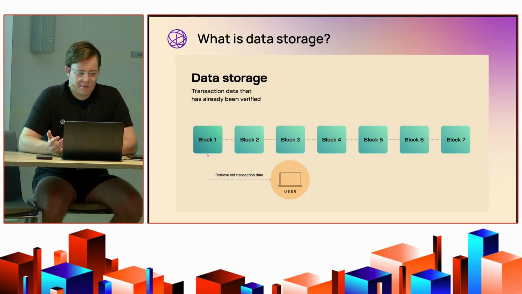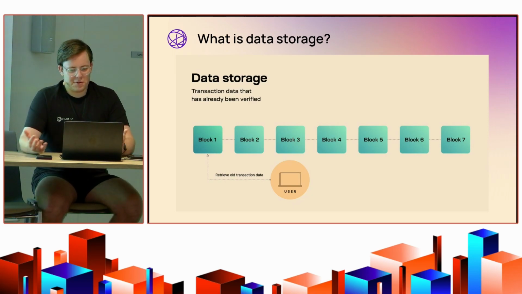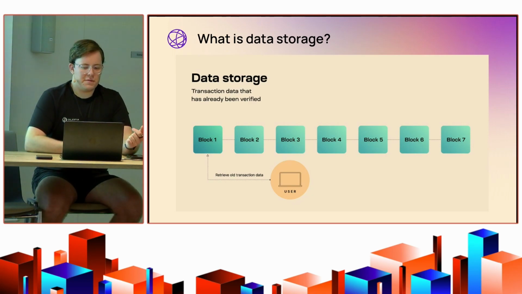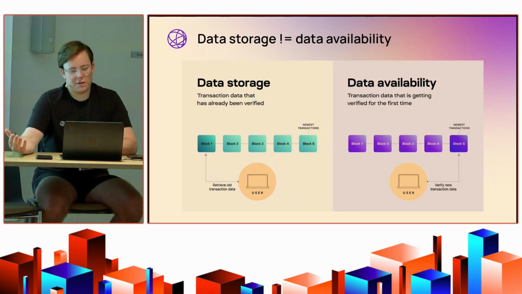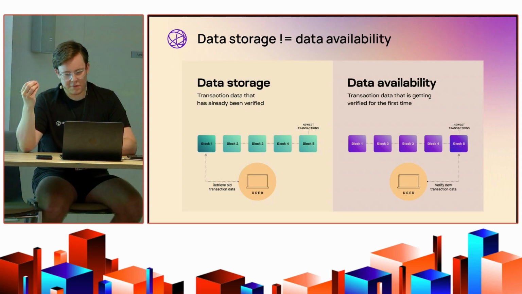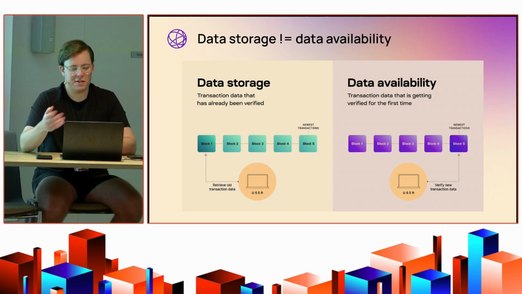So on Celestia, for example, we still have data storage. You can go and sync the history of the chain, but the real important thing is the data availability, that is the most recent transactions, and we want to make sure that those are legitimate, and by sampling them we can have a lower degree of trust in the validators and a higher degree of certainty that the data is there.